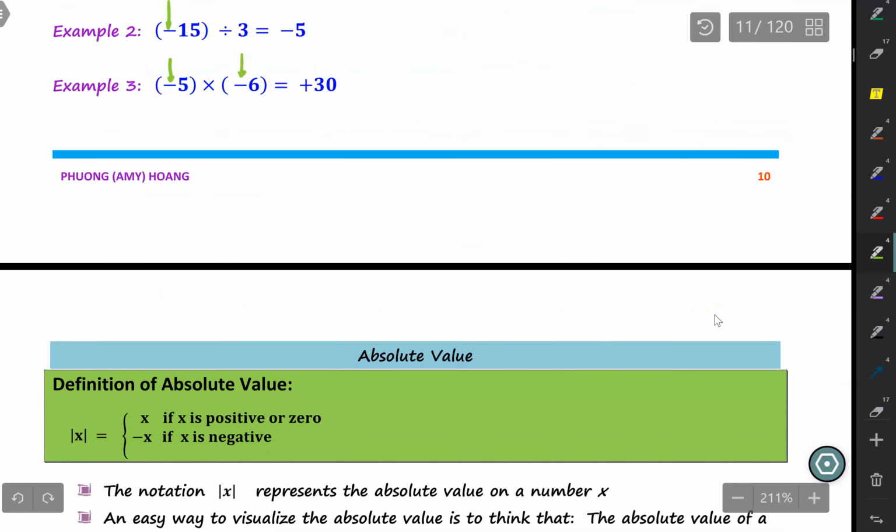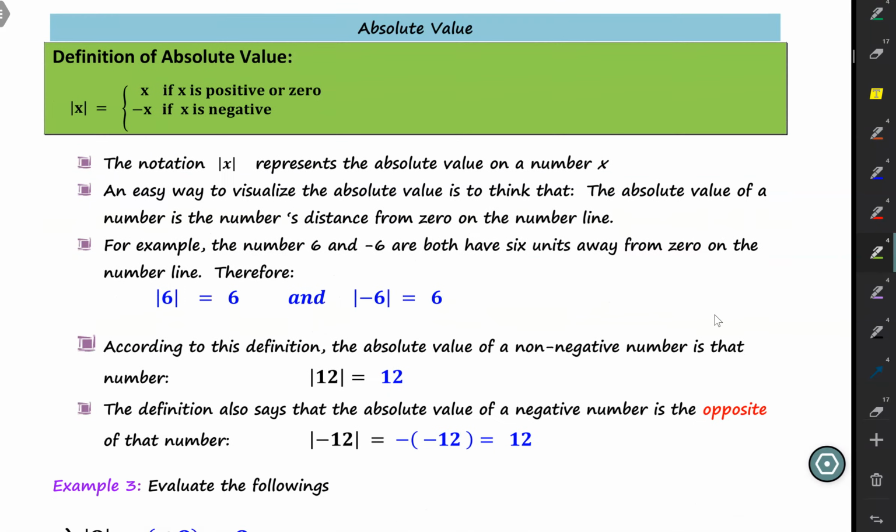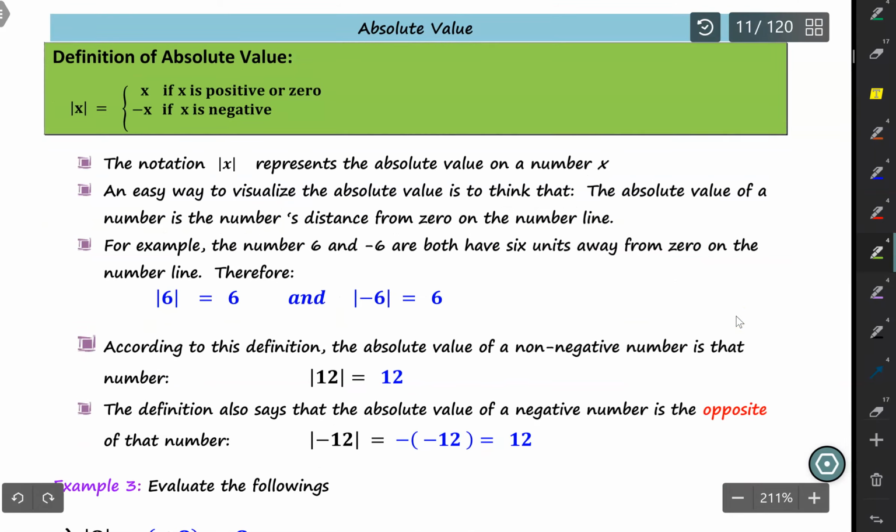Alright, so let's move on to the next topic, which is absolute values.